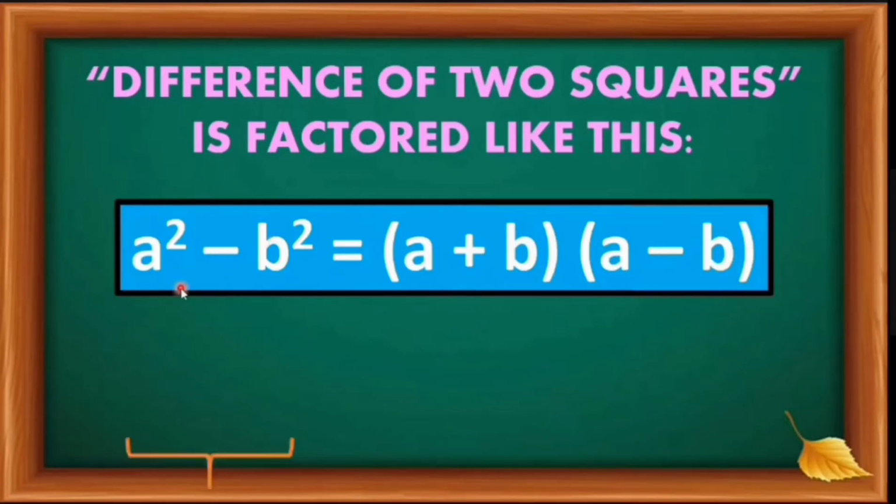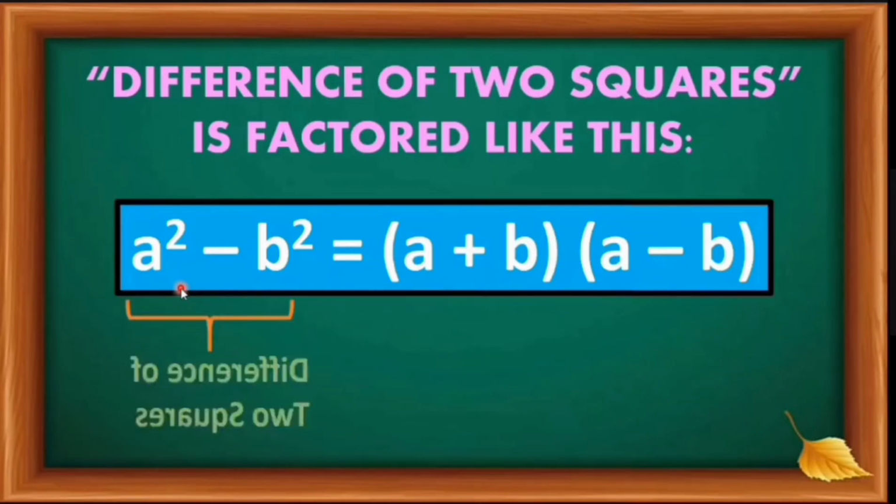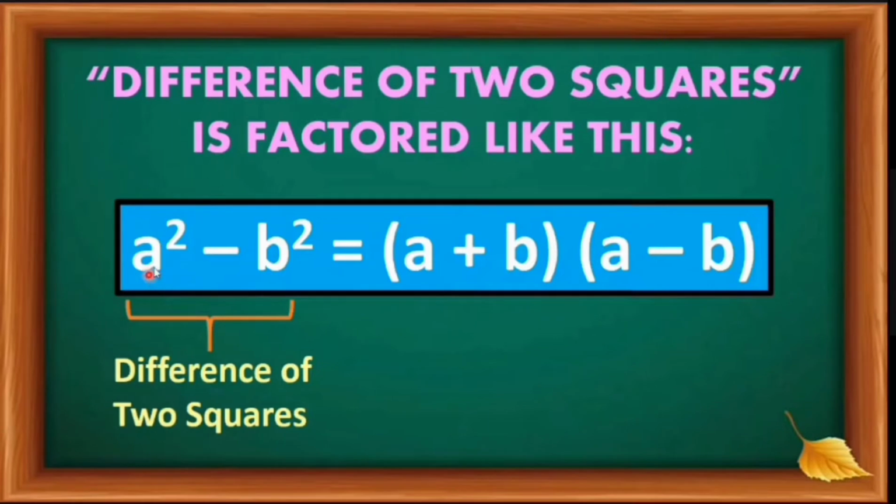This part here is the difference of two squares. A squared is a perfect square, b squared is also a perfect square, separated by subtraction. It is a binomial, so therefore it meets all the three conditions, and therefore it is a difference of two squares. This part here is the factor of a squared minus b squared.